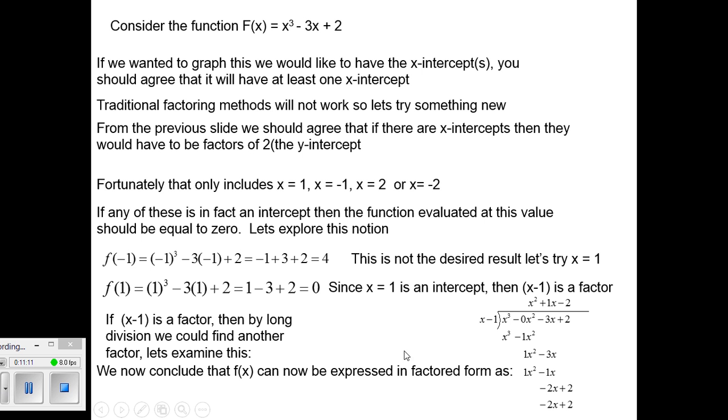Through long division, we found that the other factor was x squared plus 1x minus 2. So therefore, this thing has been factored into x minus 1, the quantity x squared plus 1x minus 2, which is a trinomial, so that factors quite easily as x plus 2, x minus 1. Since x minus 1 appears twice, that's a multiplicity. So finally, our graph will have intercepts at -2 with a multiplicity of 1.